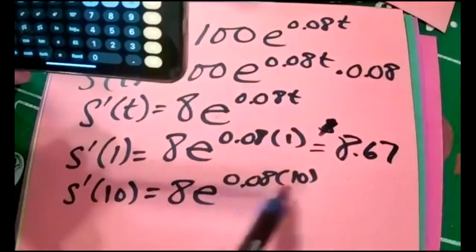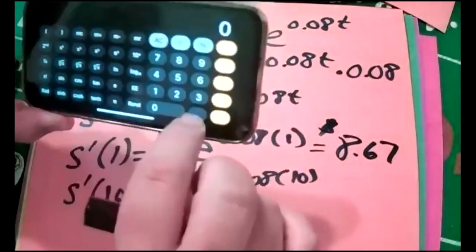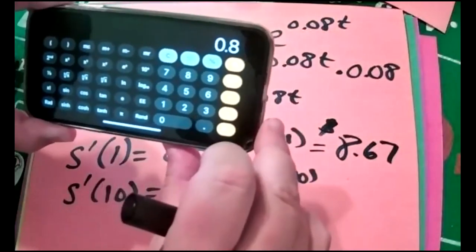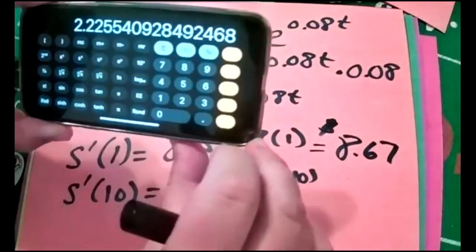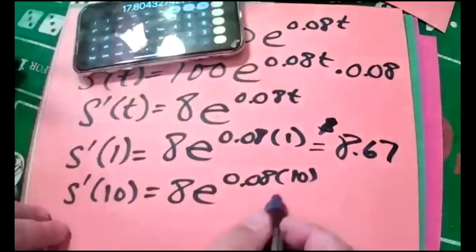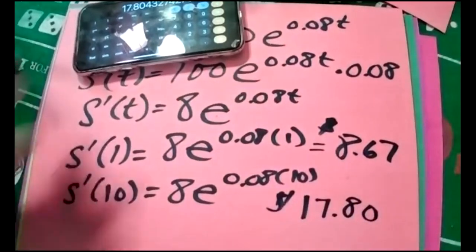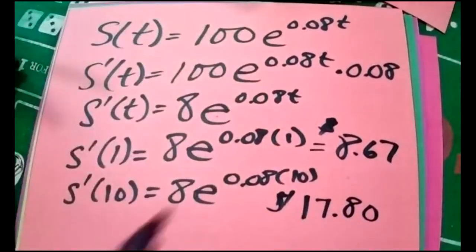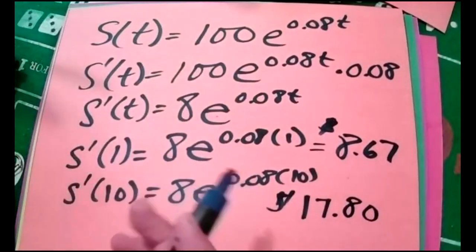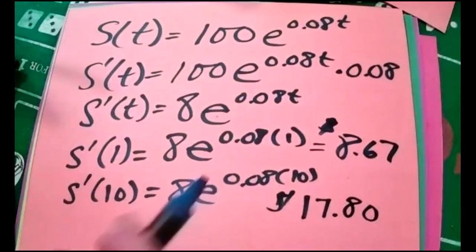Let's do it again for this case. 0.08 times 10 is how I would begin, and it's, of course, 0.8. Now, e to that power is that, and I'll multiply that answer by 8, and I have $17.80. This application is very practical because you can use a calculator to answer questions about what a future amount of a deposit would be, based on an exponential function like e.